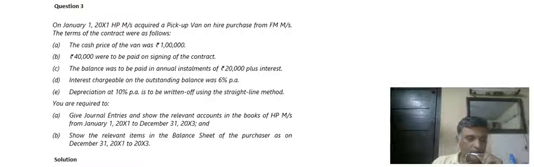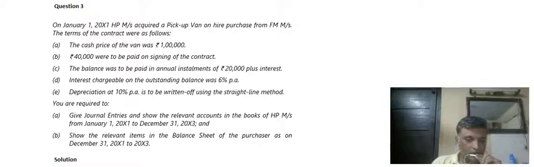On 1st of January X1, HP Messrs acquired a pickup van on hire purchase from FM Messrs. The terms of the contract were as follows. Cash price of the van is 1,40,000 to be paid on signing the contract, which is the cash down payment. The balance was to be paid in annual installments of 20,000 plus interest. Interest chargeable on the outstanding balance was 6% per annum. Depreciation at 10% per annum is to be written off using the straight line method.